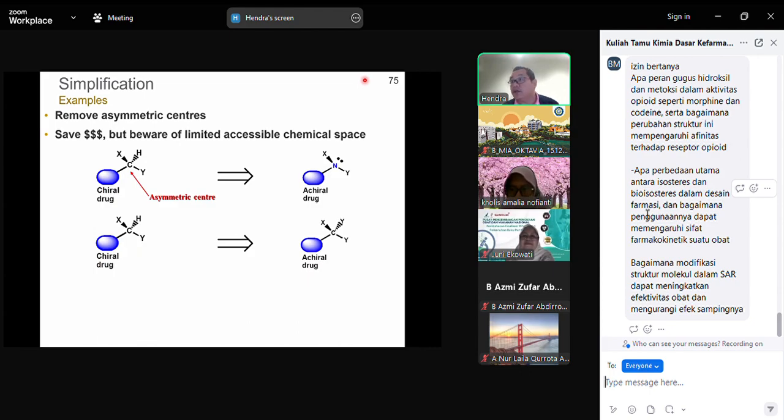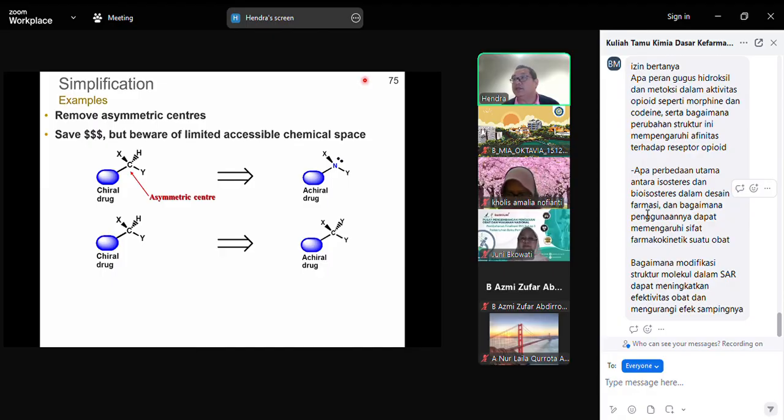Next one, Miss Sifa, drug target interaction at molecular level. Is it possible for a drug to bind strongly but still be therapeutically ineffective? It's possible. That simply means that the target that you are trying to optimize the binding for is not the right target for the disease that you are trying to cure.